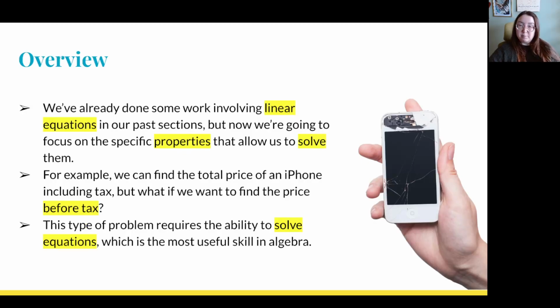For example, we can find the total price of an iPhone including tax, but what if we want to find the price before tax? This type of problem requires the ability to solve equations, which is the most useful skill in algebra. Over here we have somebody with a broken phone, and they want to find the price of the phone before tax, and maybe also after tax. Using algebra, you can help to solve those types of equations.